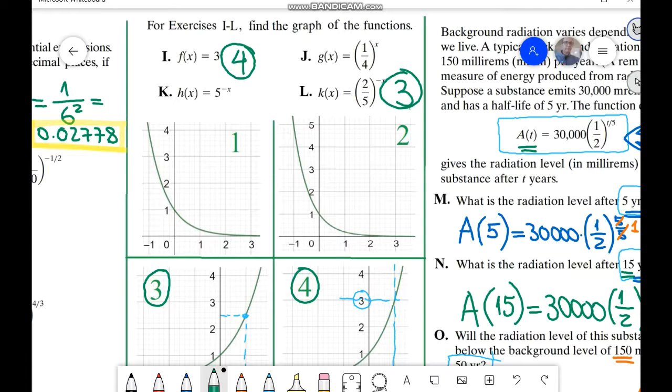The other ones, number 1. For x equals negative 1, you have 4. And probably that is J. Number 2, for x equals negative 1, you have 5, and it's going to be K.